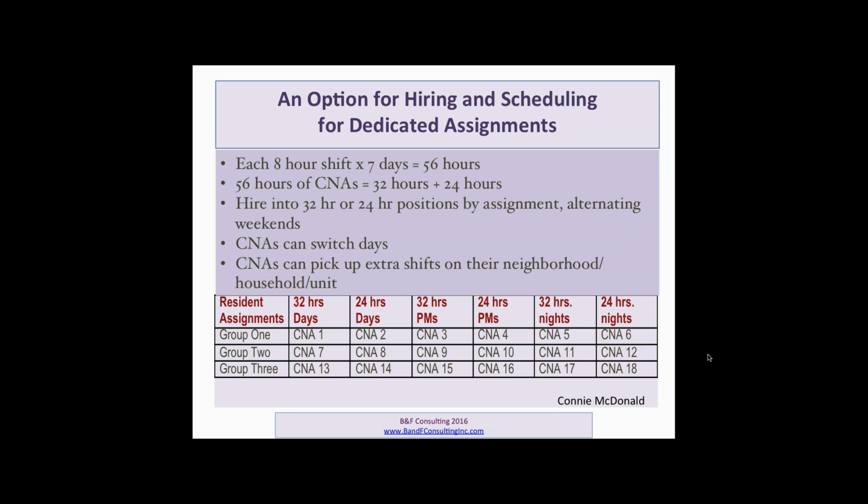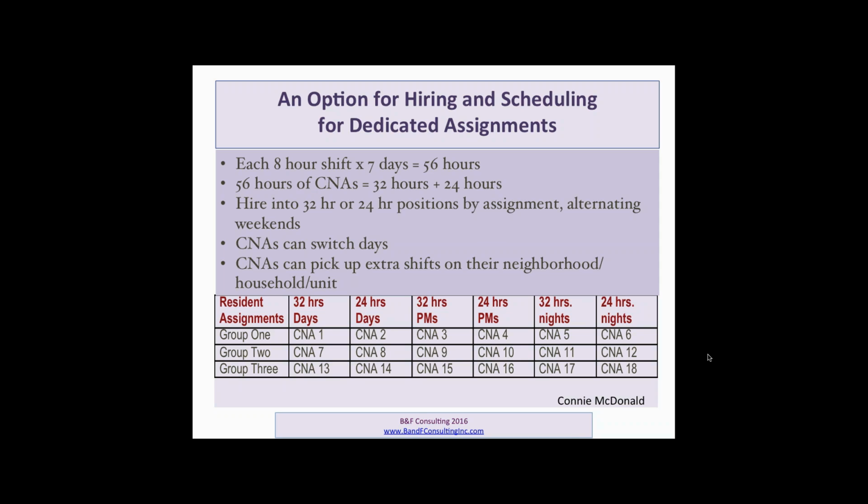Here's another approach that also has a schedule built around resident assignments with a primary staff person and a consistent backup. So let's do the math. 8-hour shifts times 7 days gives you 56 hours. Those 56 hours can be shared by 2 CNAs, one working 32 hours, one working 24 hours, each one covering alternating weekends. In this home, 32 hours is a full-time position with benefits. The home hires into 32-hour and 24-hour positions by assignment. CNAs who share a group of residents can switch days if they need to.